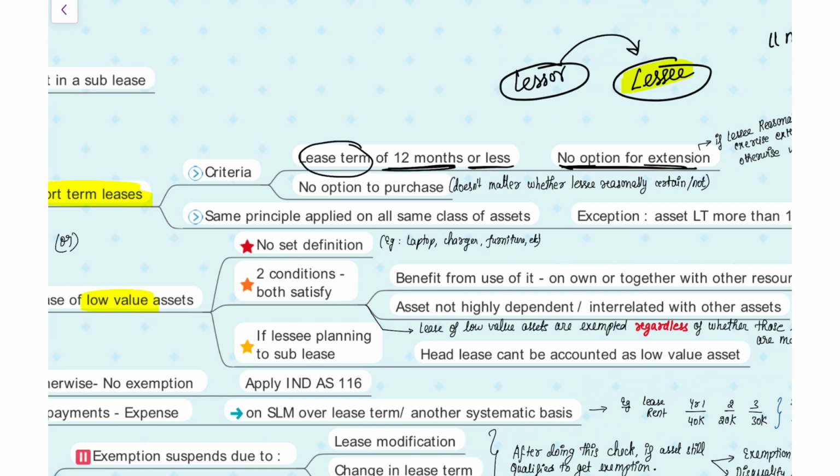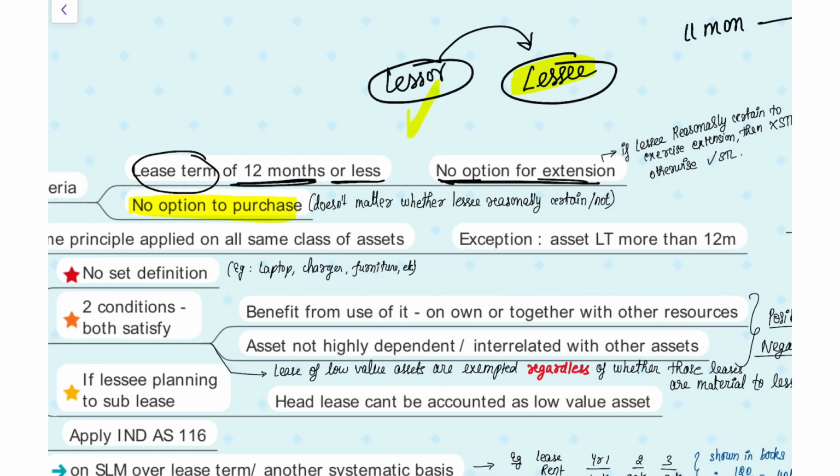The second condition that it has to fulfill is that there must be no option to purchase. Here the lessor can give the lessee an option that at the end of the lease term you can purchase this asset. When somebody is given an option to purchase, whether the lessee is reasonably certain or not does not matter. If the lessee has an option to purchase itself, that lease cannot be classified as a short-term lease. The option to purchase should not be there at all.